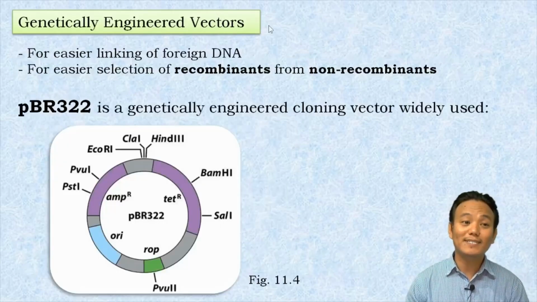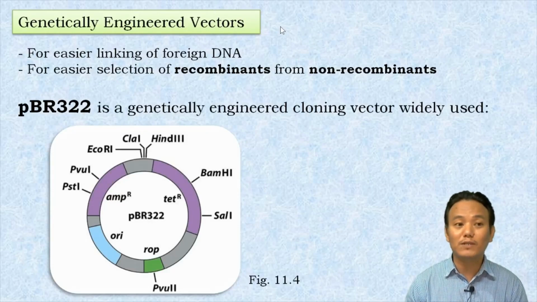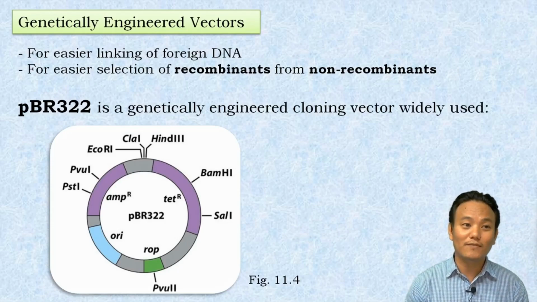But nowadays, scientists use genetically engineered vectors instead of bacteriophages and plasmids. Genetically engineered vectors are those vectors which are created in the laboratory by scientists themselves to be used specifically for creating recombinant DNA. They are good for easier linking of foreign DNA and for easier selection of recombinants from non-recombinants, and therefore they are preferred over bacteriophages and plasmids. I will explain these two words later on, recombinants and non-recombinants, so don't worry about it right now.